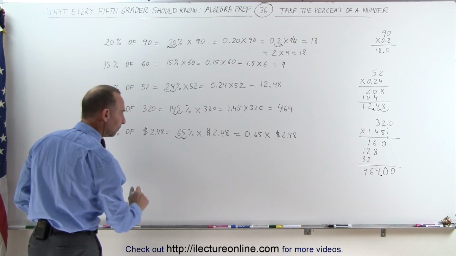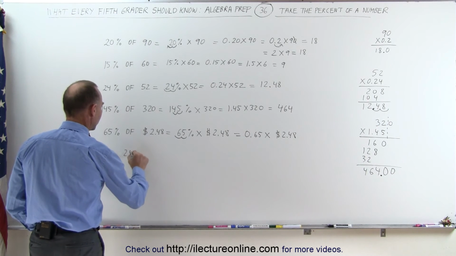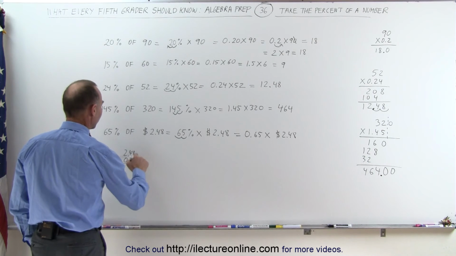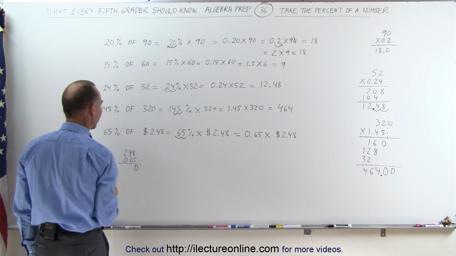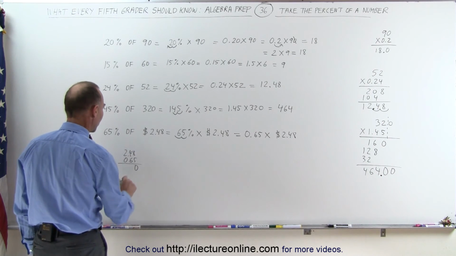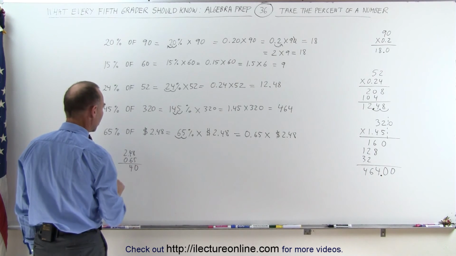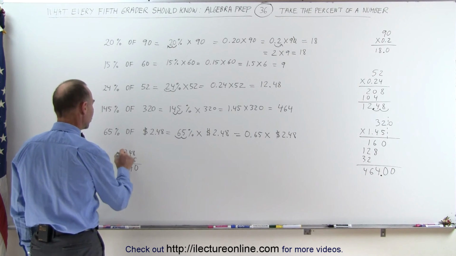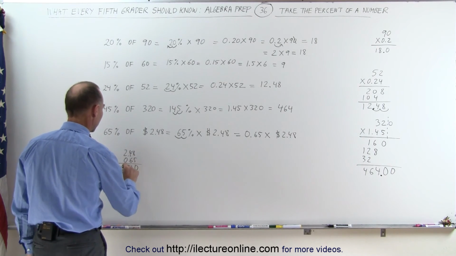I'll do it right over here. 2.48 times 0.65. 5 times 8 is 40. Put down the 0. Remember 4. 4 times 5 is 20. Plus 4 is 24. Write down the 4, remember 2. 2 times 5 is 10, plus 2 is 12.